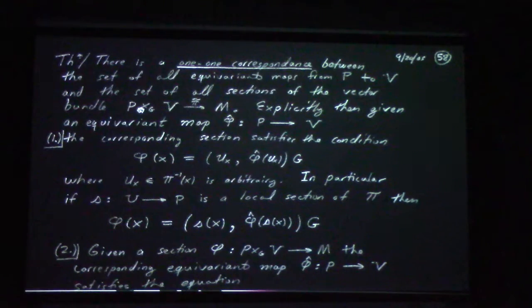So theorem: there's a one-to-one correspondence between the set of equivariant maps from the principal bundle to a vector space and the set of all sections of the associated vector bundle to the principal bundle under this pi tilde map. Explicitly, given an equivariant map, phi hat from P, the corresponding section satisfying the condition is this. So we can take the equivariant map and convert it to a section of this thing, like so.